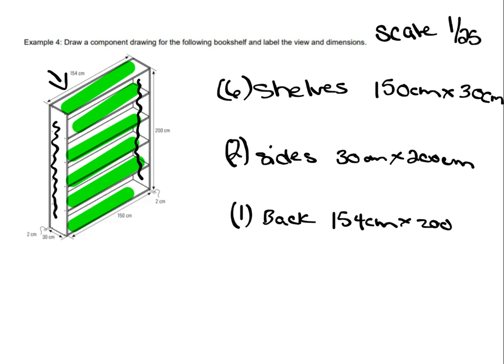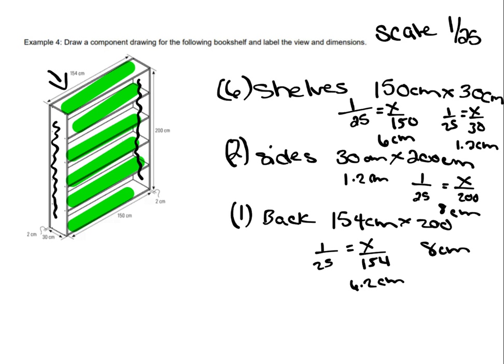So I want you to pause the video and find all the scale measurements of those things. Now that you have all of your measurements, the shelves should be 6 by 1.2 centimeters. Your sides should be 8 centimeters by 1.2 centimeters, and the back panel should be 6.2 centimeters by 8 centimeters. What I want you to do is draw the component part diagrams. So pause the video, draw and label them, then come back and make sure they match what I have.